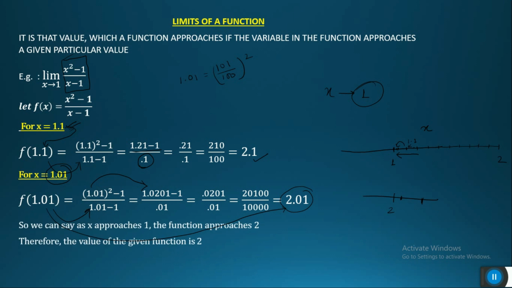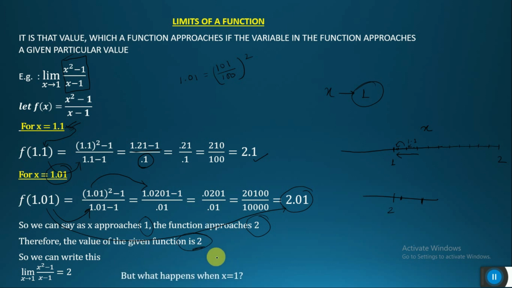So how do we write it? We can say as x approaches 1, the function approaches 2. Therefore, the value of the given function is 2. In other words, how do we write this? We can write: limit x tending to 1, (x square minus 1) by (x minus 1) equals 2. Okay, understand?